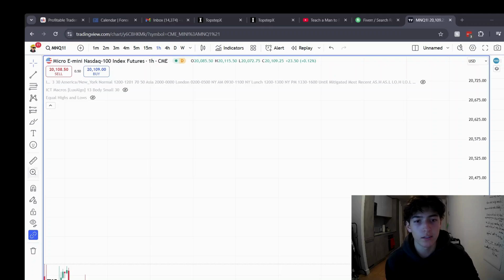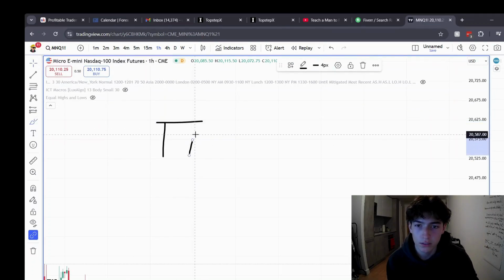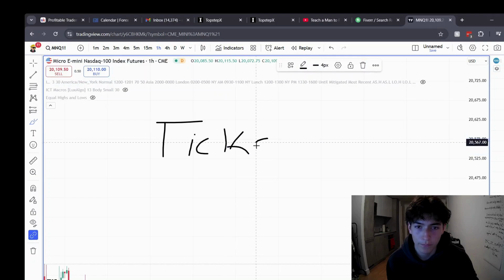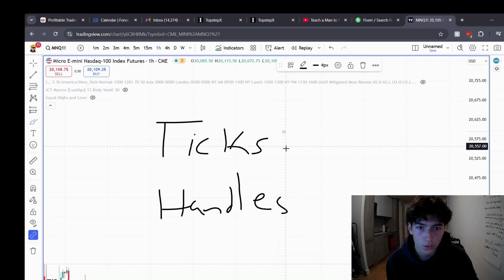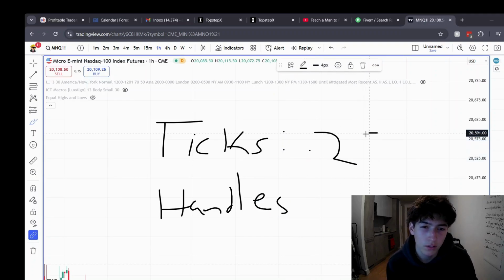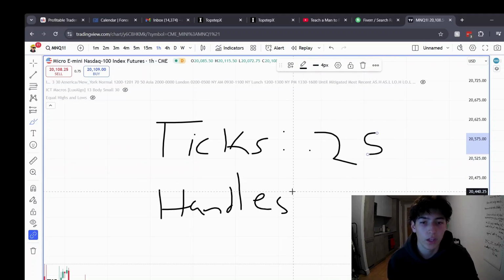All right, now I'm going to get into the basics of futures, what you need to know to be able to trade it. In futures, there are two things: ticks and handles. A tick is basically 0.25 of a handle, and a handle is 1. So a handle is 1 point, and a tick is 0.25.